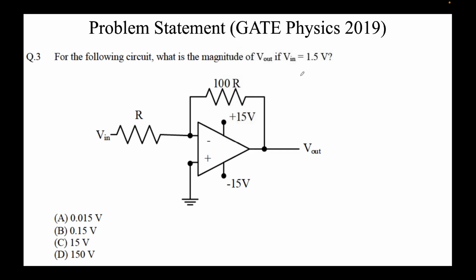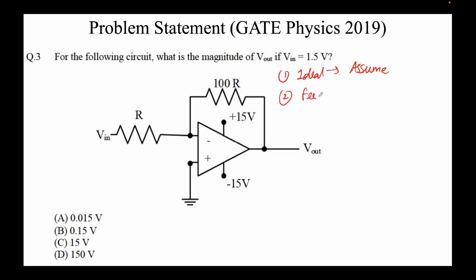Before solving any problem, we need to ask ourselves a few questions. First, is this op amp ideal? Now the question does not say anything about it. If the question does not say whether the op amp is ideal or not, we assume it to be ideal. If it's a real op amp, the question must say it.